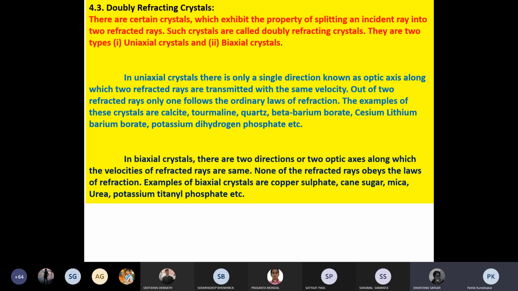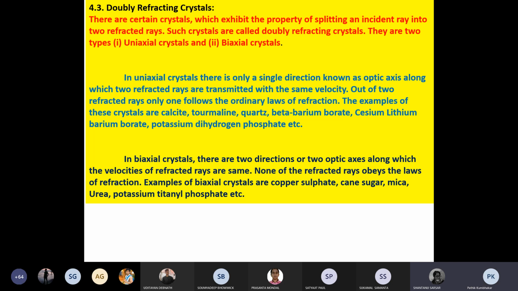So there are certain crystals which are called doubly reflecting crystals. There are some crystalline materials which exhibit the property of splitting an incident ray into two reflected rays. Such crystals are called doubly reflecting crystals. Like when you incident unpolarized light on certain crystalline material, basically they are called anisotropic material. They are not isotropic. The optical properties are direction dependent.